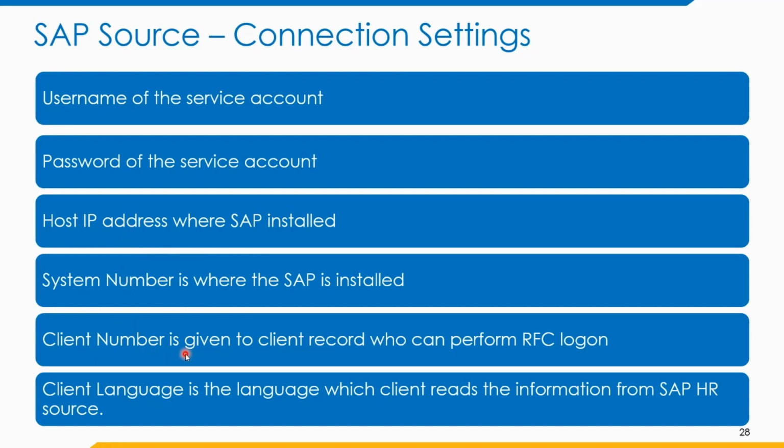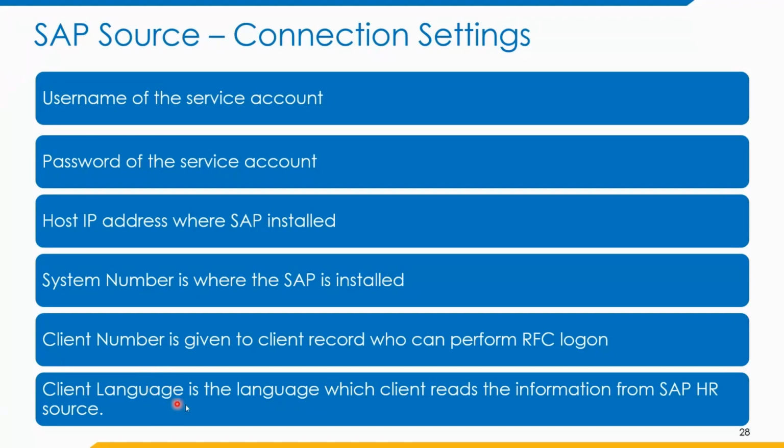The client number is nothing but a client record in the SAP HR system where the permissions are granted for that account, right? For example, in our case, that is a service account. So the service account record will have a number for each and every record that is present in that table. So that is the client number that is allocated to our admin account or service account.